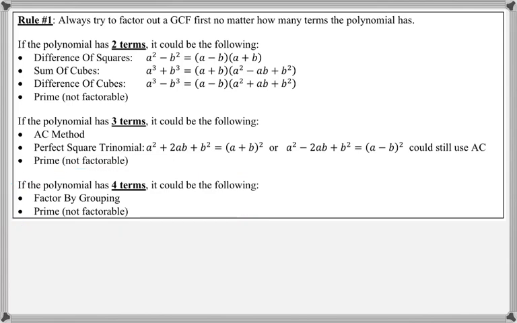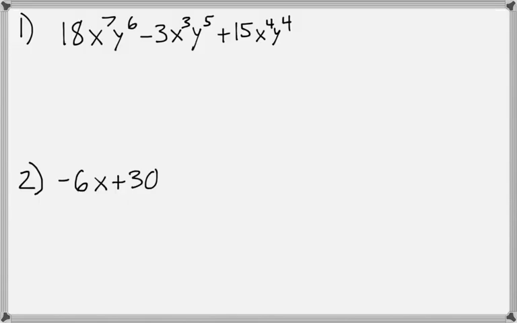If it has more than four terms, then it would only be a GCF type of factoring. If it had 5 terms, AC wouldn't work. It's not a difference of squares or cubes. Factoring by grouping wouldn't work. So if it's more than 4, which doesn't happen very often, then you would just try to take out a GCF. So this first question, I want to try to take out a GCF.